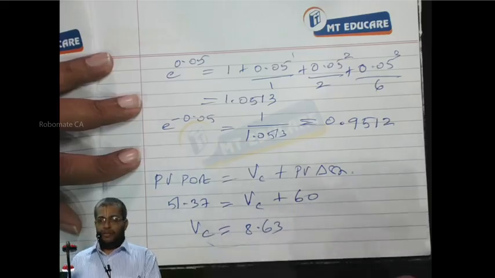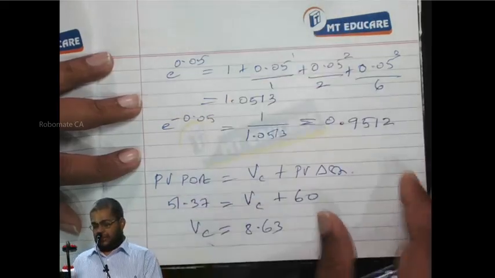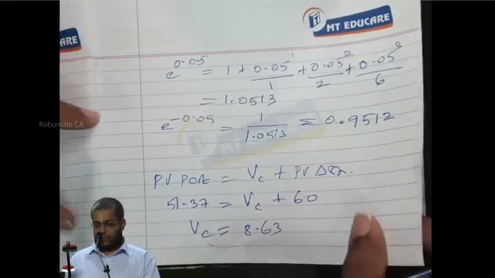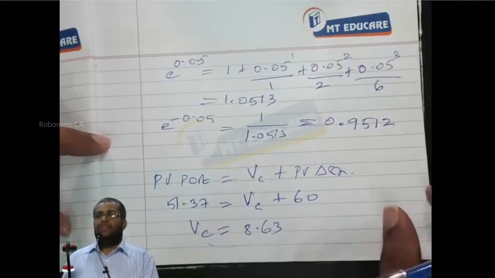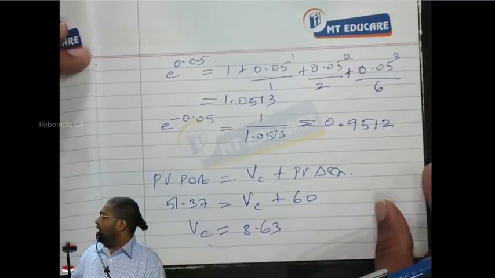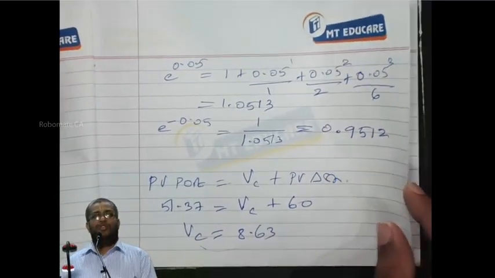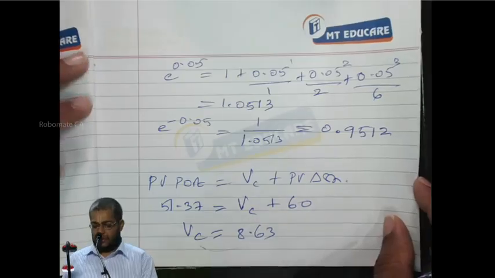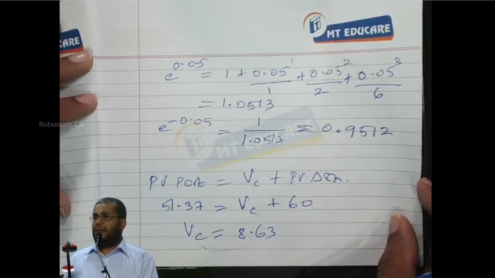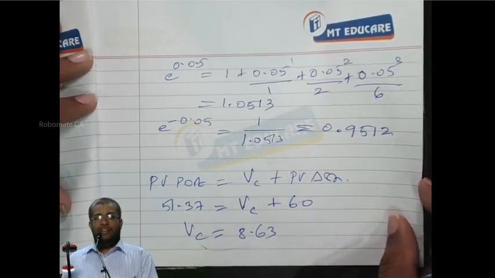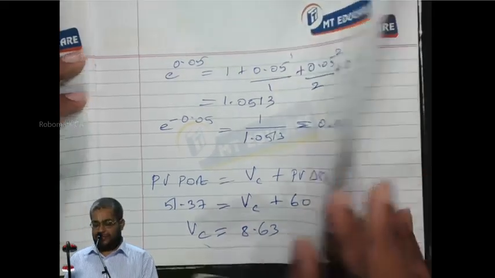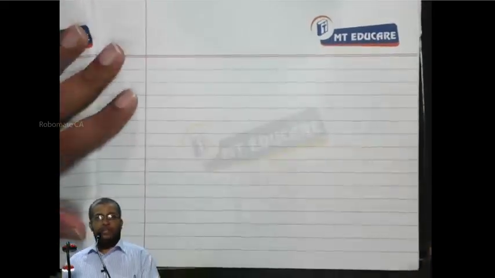Now how do we find the value of put? Using the put call parity equation. Write down the next step: we can calculate the value of the put using the put call parity equation. Shall I proceed or not?